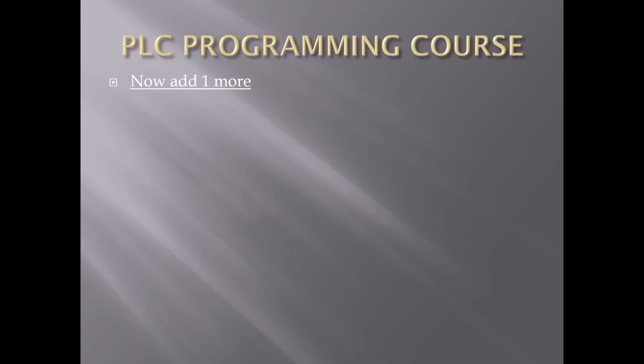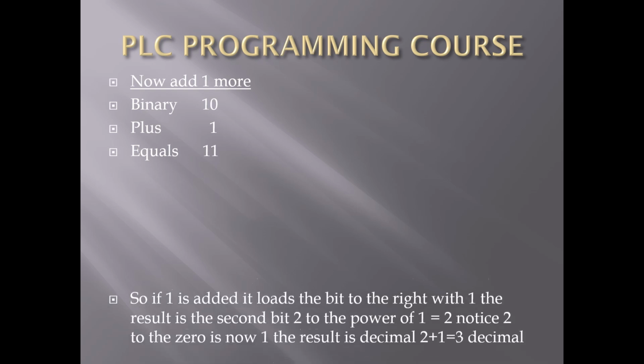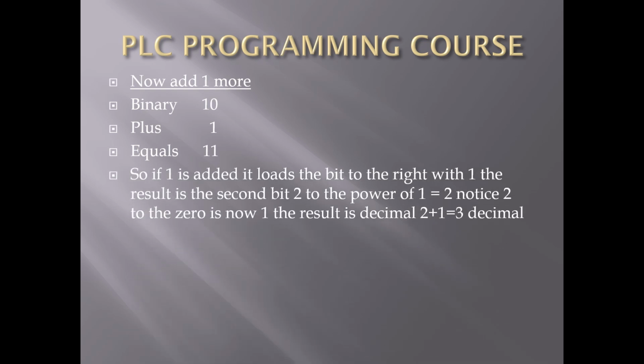So let's add one more. Binary 1, 0 plus binary 1 equals binary 1, 1, not 11. So if 1 is added, it loads the bit to the right with 1. The result is the second bit, 2 to the power of 1 equals 2. Notice 2 to the power of 0 is now a 1. The result is decimal 2 plus 1 equals 3.